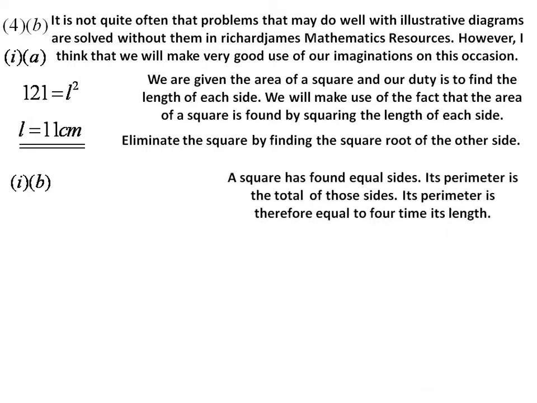A square has 4 equal sides. Its perimeter is the total of those sides. Its perimeter is therefore equal to 4 times its length. Now that is the way that we will find the perimeter of the square. The perimeter of any shape or figure is the measurement all the way around, which is equal to the total of all of its sides. A square has 4 sides equal in length. Therefore, if the length of one is 11, the perimeter is 4 times 11, and that is equal to 44 centimeters.